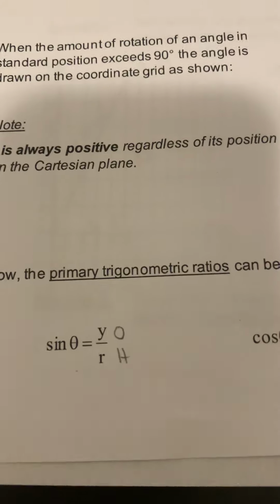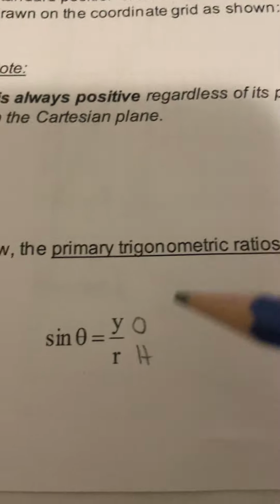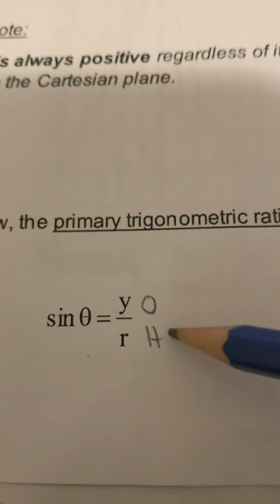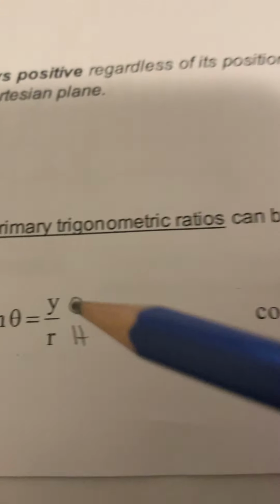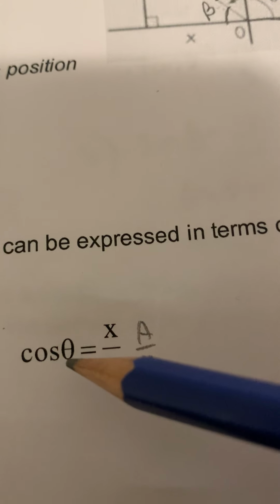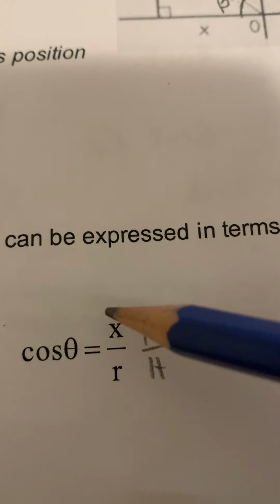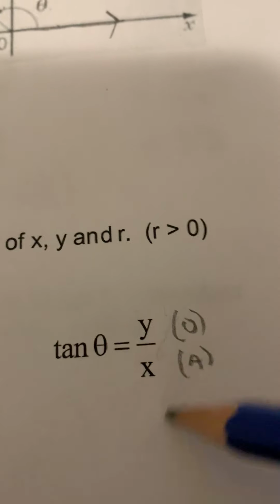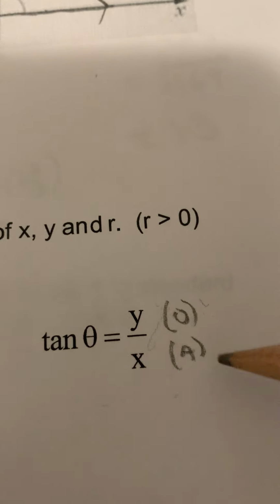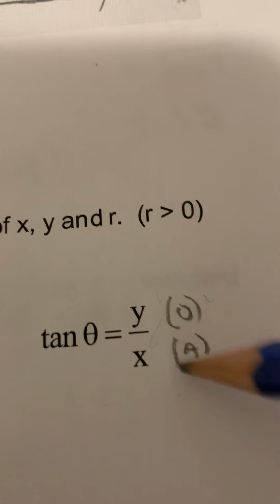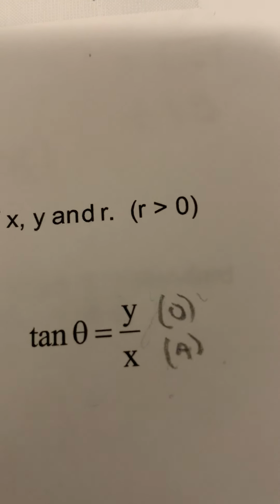Okay, so now our trig ratios. So we had sine, cos, and tan. So we used to have the O over H, now it becomes Y over R. Our cos, which is CAH, so SOHCAHTOA, was A over H, but now it's X over R. And tan, which was O over A, is now Y over X. But again, you can still use the O, A, and H.